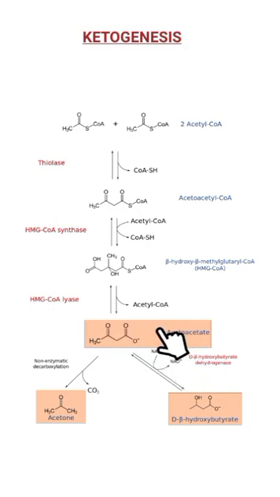Here we've got acetoacetate. It can either be converted to acetone by spontaneous decarboxylation, or it can be converted to beta-hydroxybutyrate by an enzyme called beta-hydroxybutyrate dehydrogenase. So in a nutshell, this is ketogenesis.